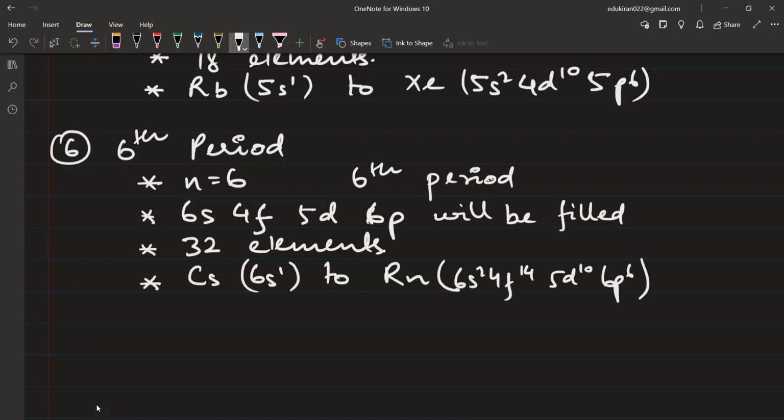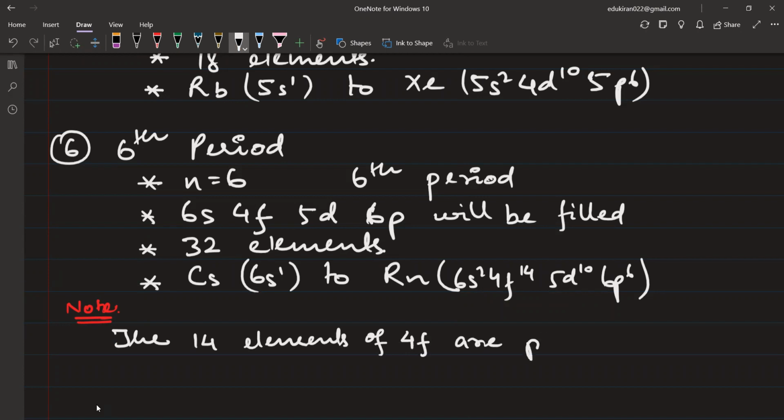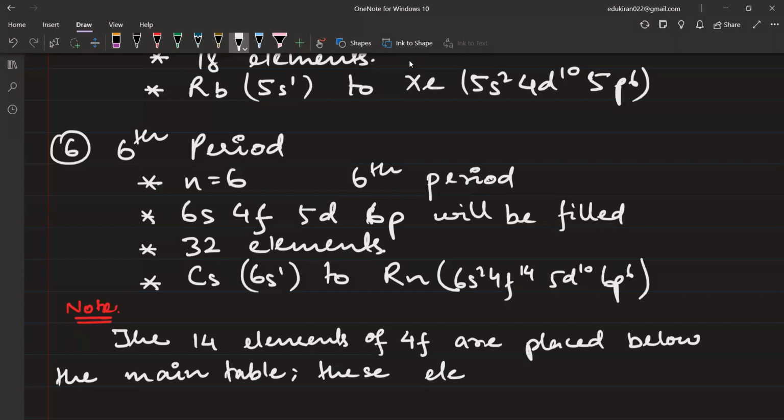Regarding the sixth period, we will write a note. The 14 elements of 4f are placed below the main table. These elements are called lanthanoids.